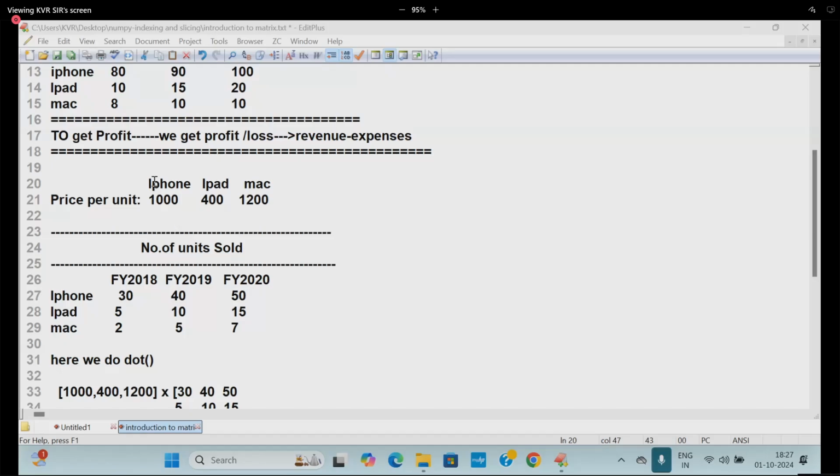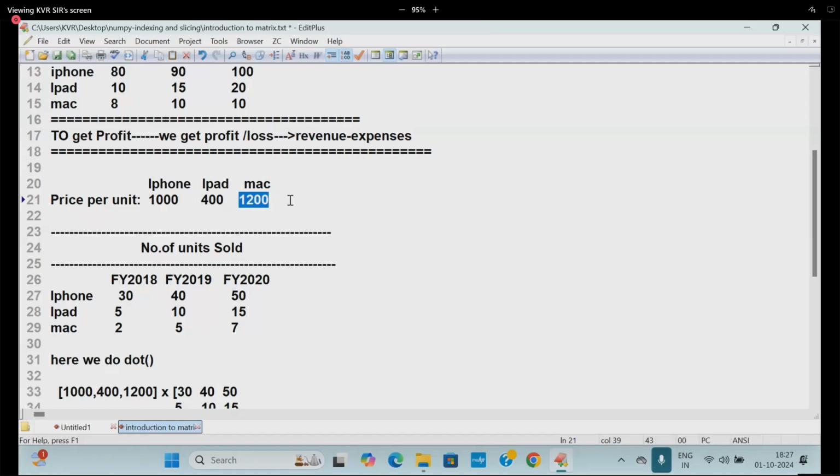Let me start. iPhone, iPad, Mac. So price per unit is what? 1000, 400, 1200. This is called the price list. So the price of a Honda City is 17 lakhs, and a Honda Jazz is 7 lakhs. Honda Elevate is 20 lakhs.